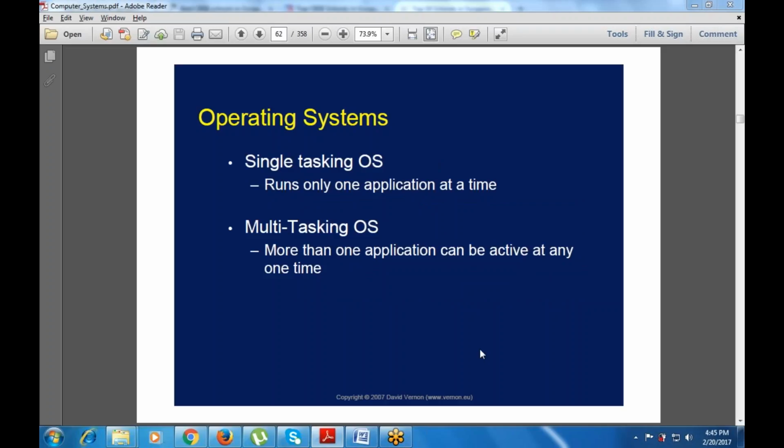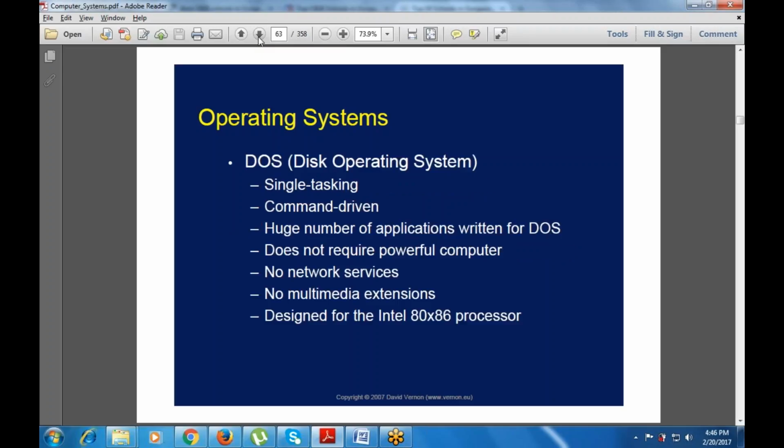Now the next part is the types of operating system. One is single tasking operating system, multitasking operating system, single user, multi-user operating system. These are the basic categories of operating system. Single tasking runs one application at a time. Multitasking, more than one application can be active at the same time. For example, at the same time we are running the internet, Word, Excel, PowerPoint, whatever application we are running. So one is single tasking, one is multitasking.